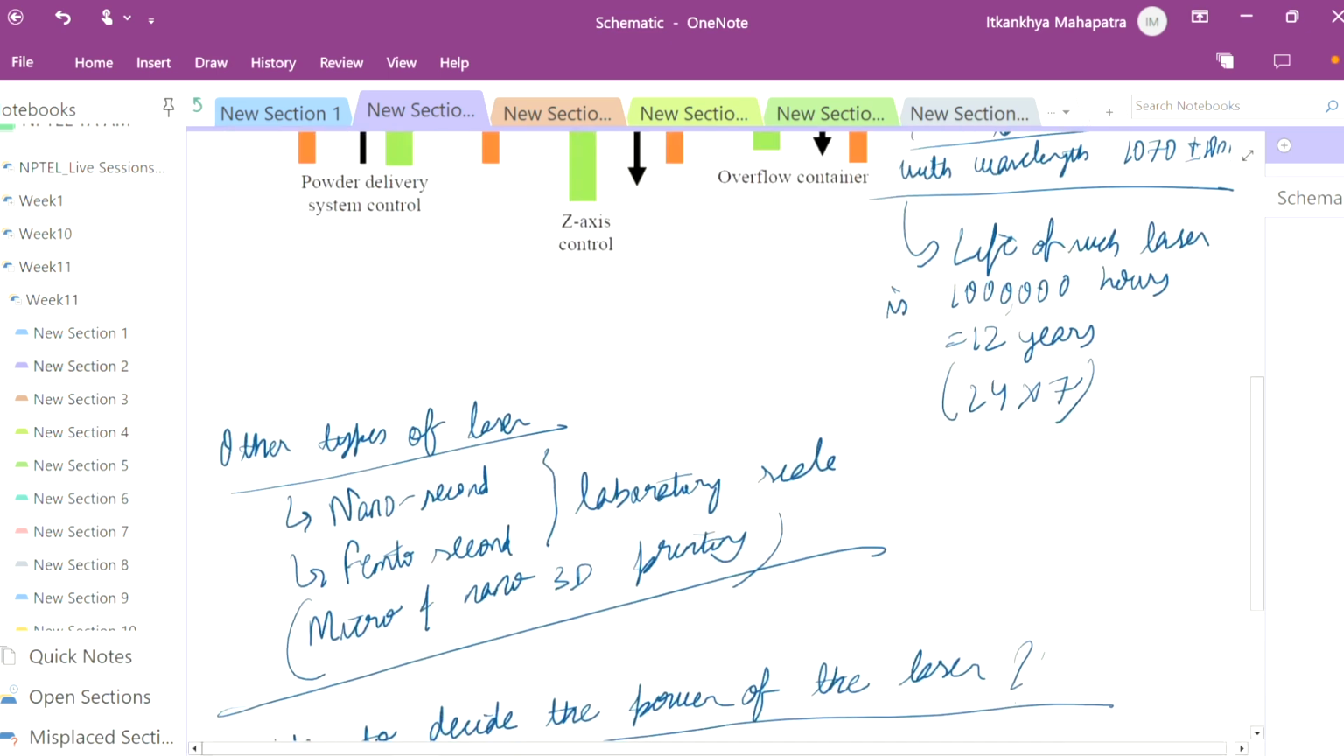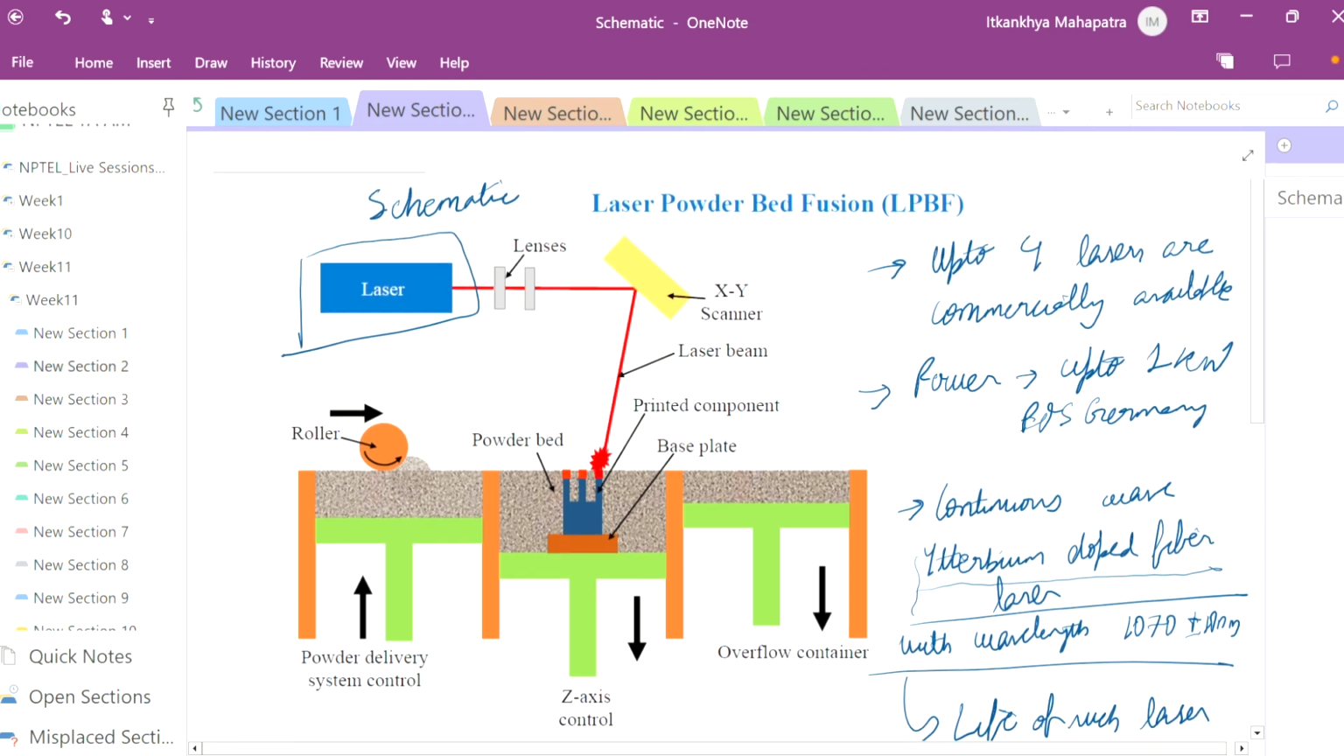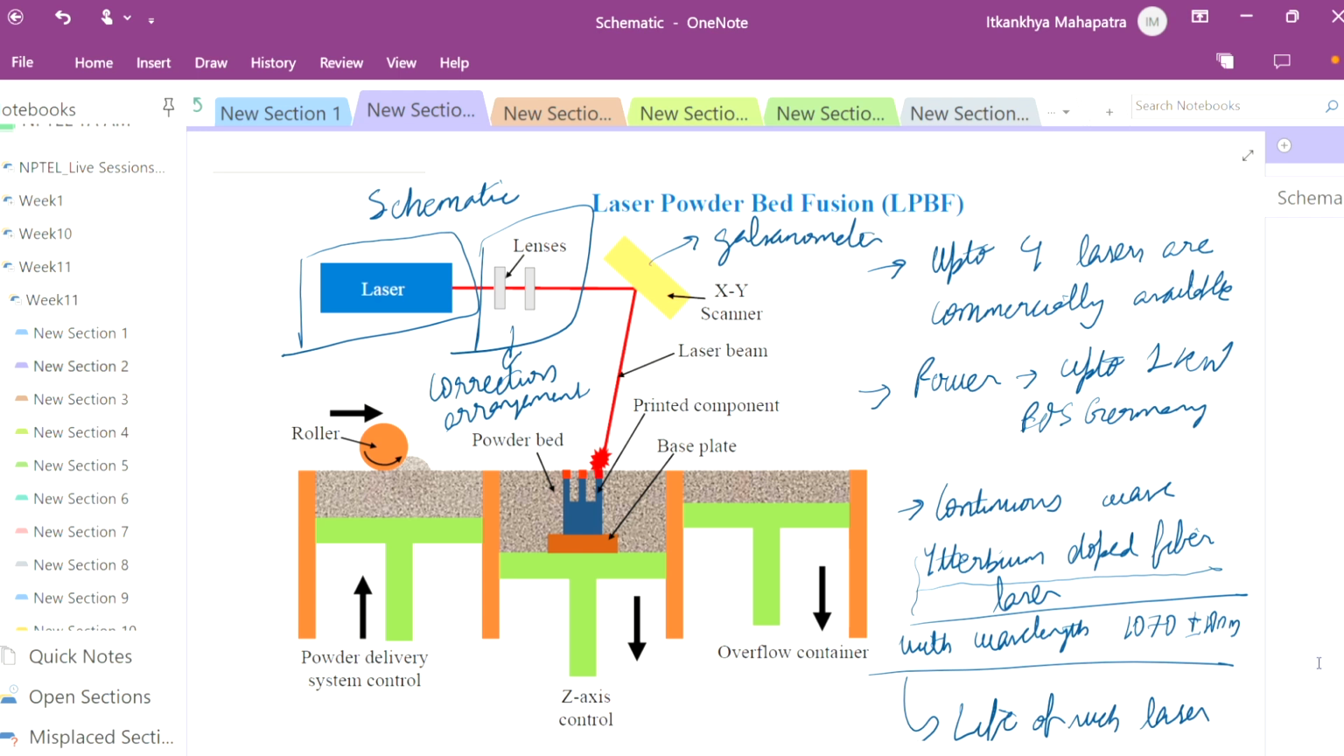Next we have a laser direction arrangement over here. This is a galvanometer. It regulates the XY positioning. So in the XY plane, our galvanometer controls the positioning of the laser.